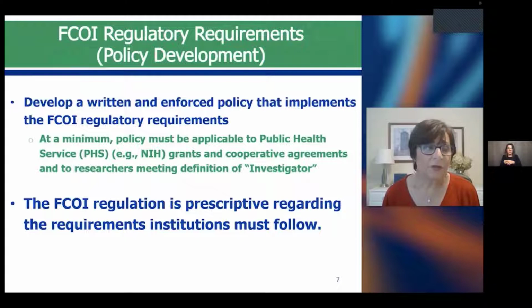At a minimum, your policy must be applicable to public health service, or in our case, NIH grants and cooperative agreements, and to researchers that meet that definition of investigator that's in the regulation. The FCOI regulation is very prescriptive regarding the requirements that institutions must follow. You're going to see, when we go through these requirements, that if you use all of these, the regulation provides a framework for developing your policy.